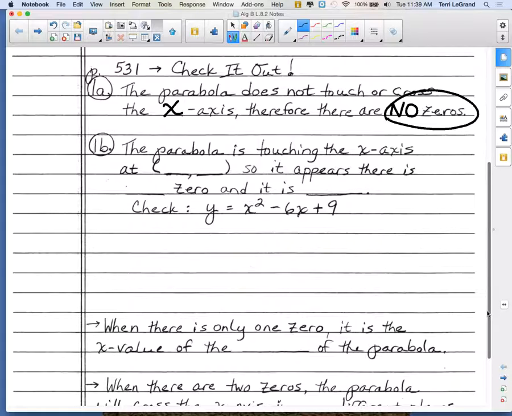Okay, so it's touching the x-axis at what? Everybody decide where it's touching the x-axis. What ordered pair? (3, 0). (3, 0)? Okay, so let's fill that in here. The parabola is touching the x-axis at ordered pair (3, 0).